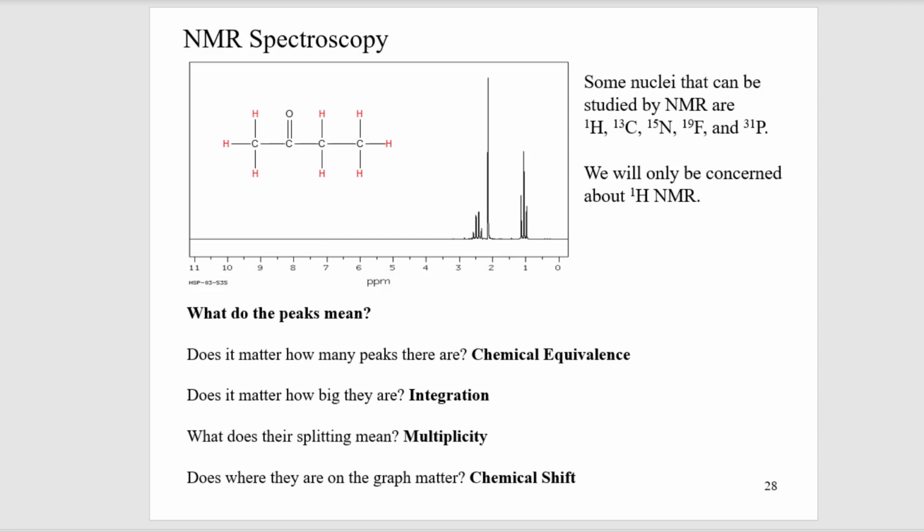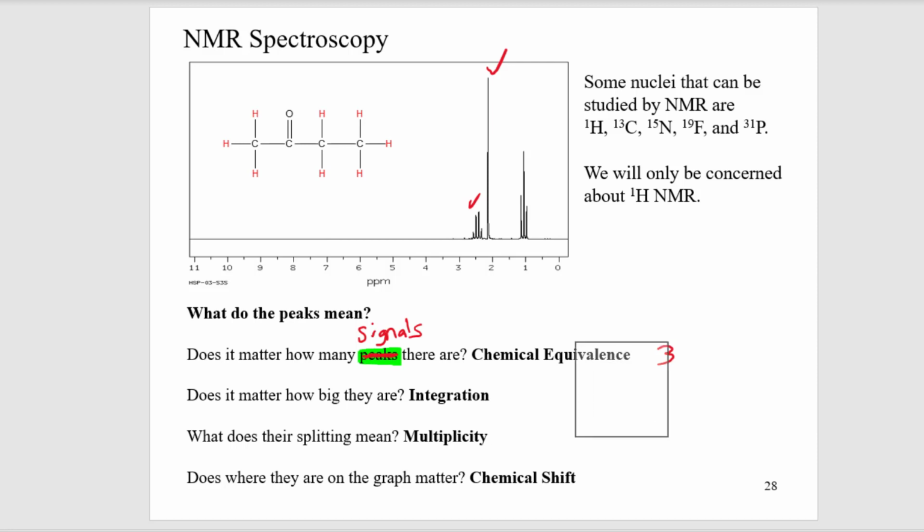There's a lot of things to unpack from this spectrum, and these are the questions that we're going to go through methodically. Does it matter how many signals there are? Yeah, it does. We see 3 signals in this particular spectrum. Why do we see 3? Does it matter how high the peaks are? Like, why is this peak higher than this peak? What does that matter? And it does. It's called integration.